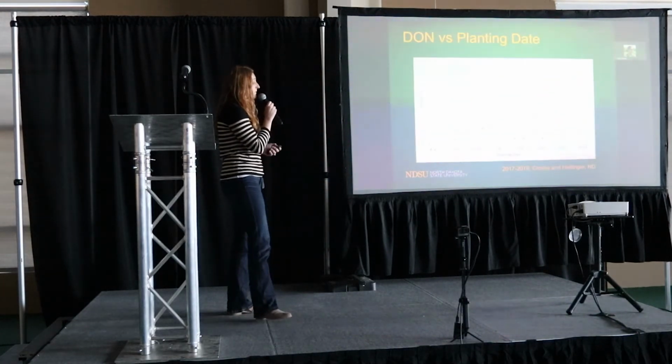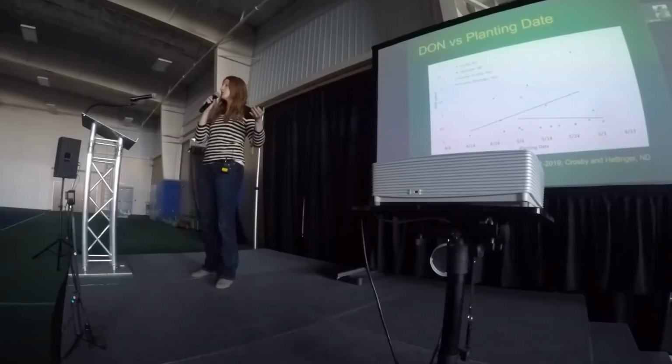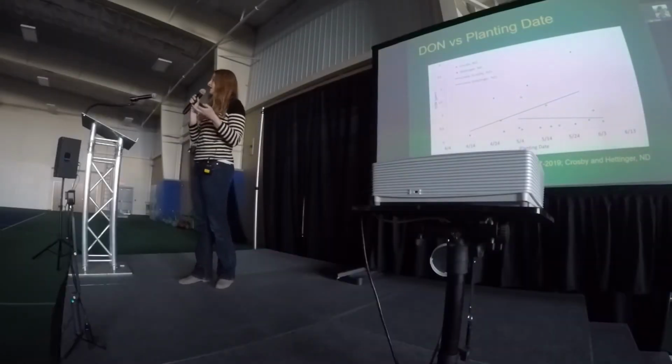Also, we had some sites, so green is Hettinger, and this is the planting date here, where the later planted had higher DON, and some sites, the blue is Crosby here, where later planted had lower DON. So we had opposite trends at different sites. And so what does this tell me? This tells me that in a given year, sure, you might notice a difference between the different dates that you've planted in DON in the grain.